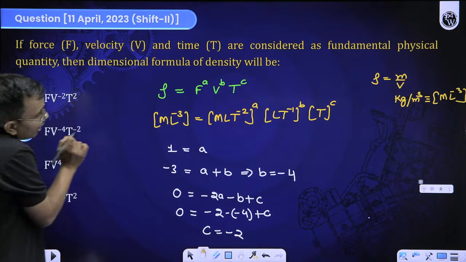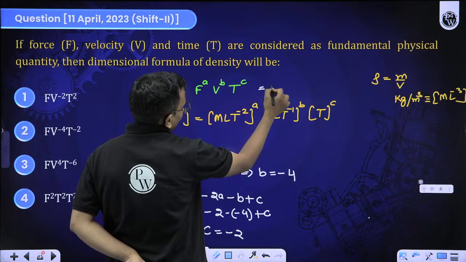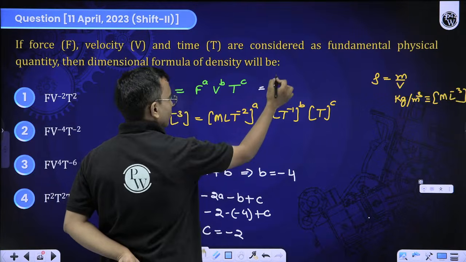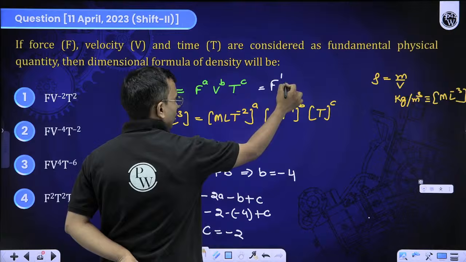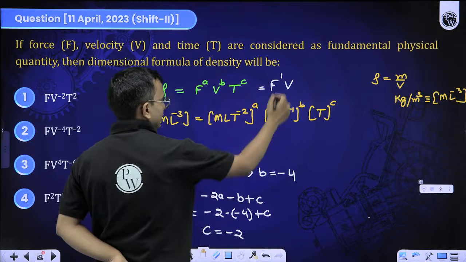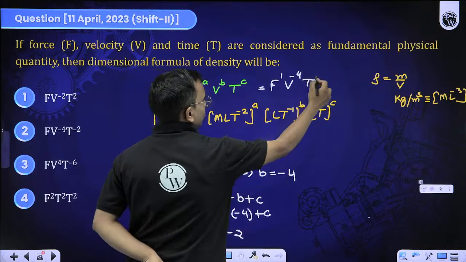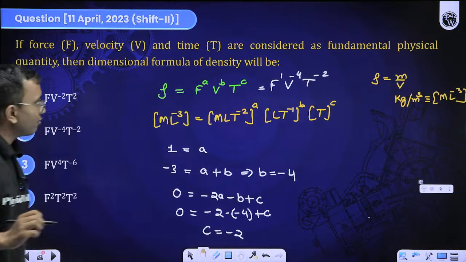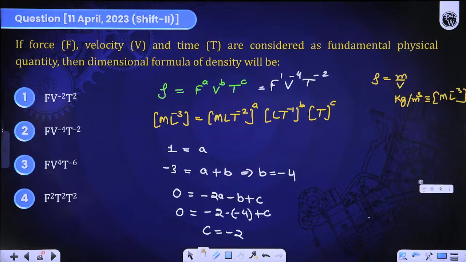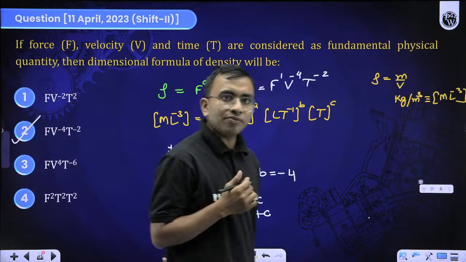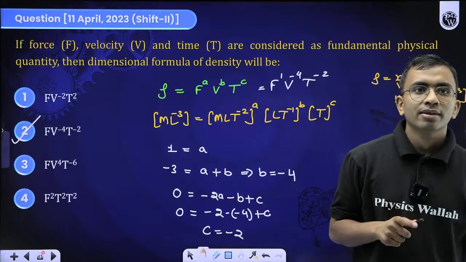So I got the relation: F to the power a, a is 1, so 1; velocity to the power b, b is minus 4, so minus 4; time to the power c, c is minus 2, so minus 2. So F^1 v^-4 t^-2, the second option is coming. So that way you can relate.